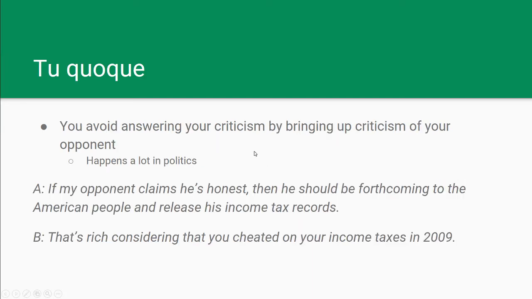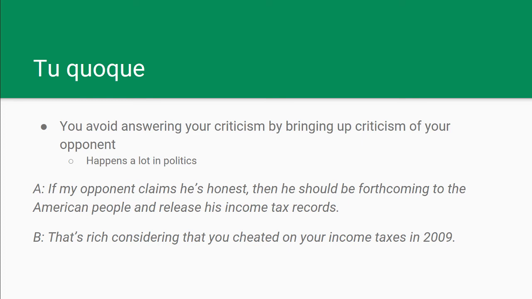Tu quoque means you too. With a tu quoque fallacy, you avoid answering your criticism by bringing up criticism of your opponent. And this happens a lot in politics. So again, I have person A and person B. Here's an example of an exchange where it's a tu quoque fallacy.